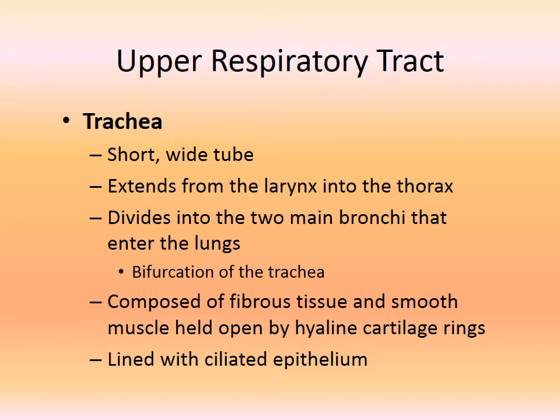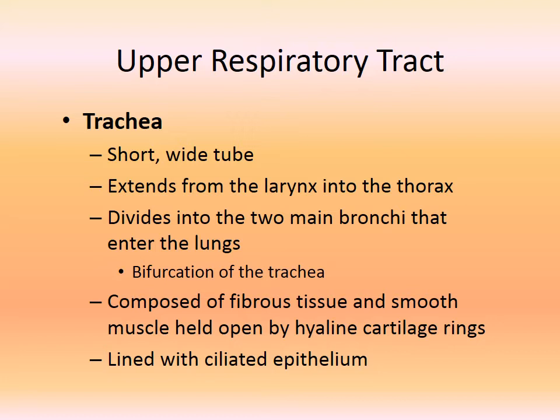The trachea is composed of fibrous tissue and smooth muscle, and it's all held open by hyaline cartilage rings. We talked about different types of cartilage during our tissue lectures, and hyaline cartilage is one of them. Our C-shaped rings on our trachea are actually made up of this hyaline cartilage. Thanks to these rings, it keeps this tube open at all times, unlike our esophagus, which is a collapsed tube. It doesn't have these cartilage rings holding it open.